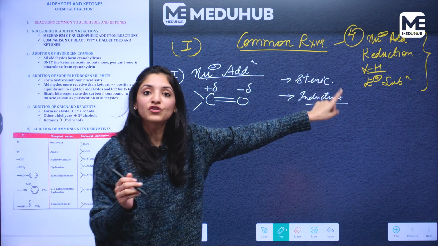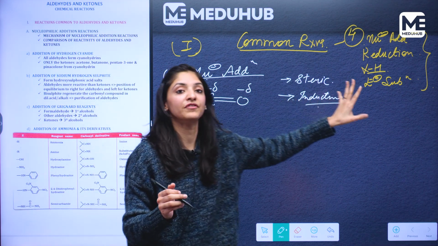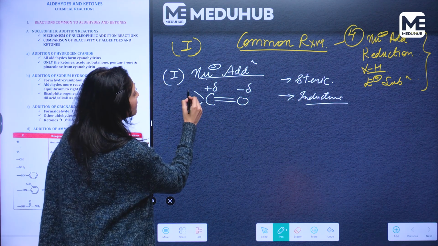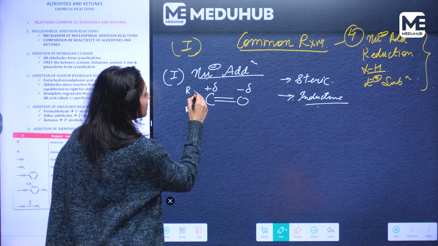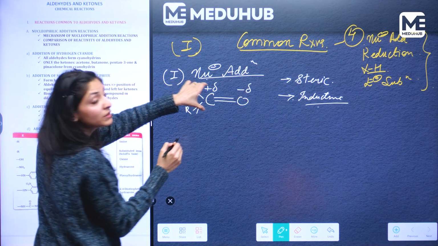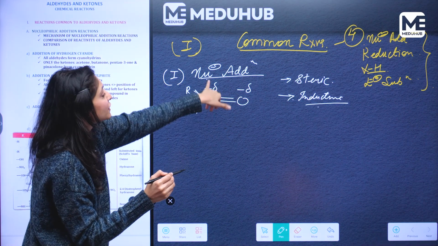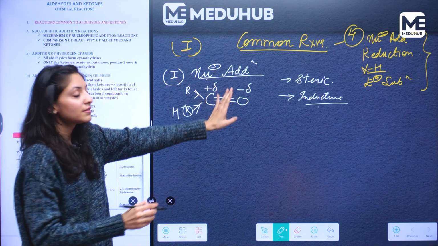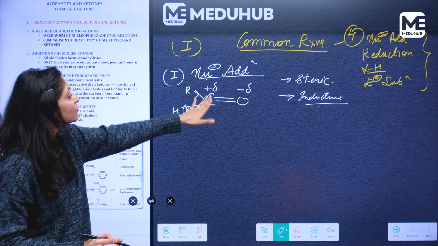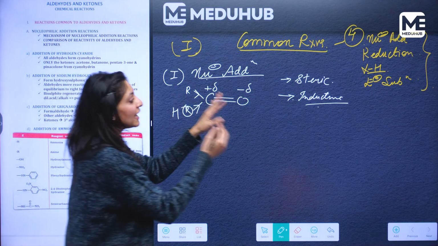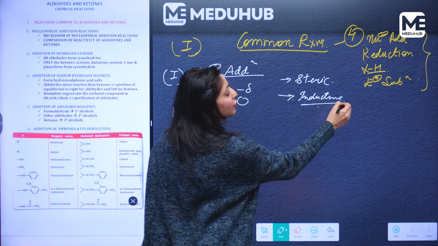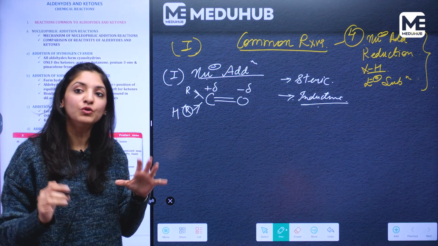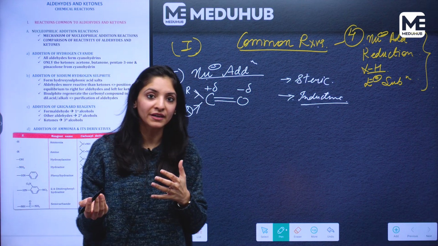The other one is the electronic reason or the inductive effect. If there are two R groups, the plus I effect of both the R groups will reduce the electrophilicity of this carbon. If one of these R groups is a hydrogen, the electrophilicity would be reduced to a lesser level. That is why, due to the inductive effect of the R groups, aldehydes are more reactive than ketones.